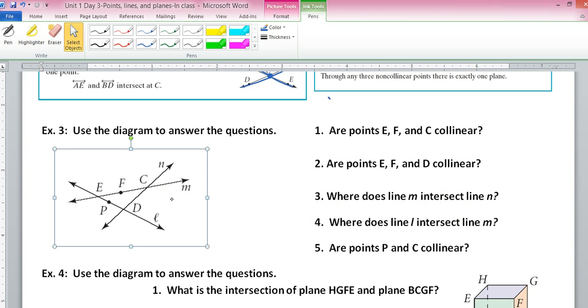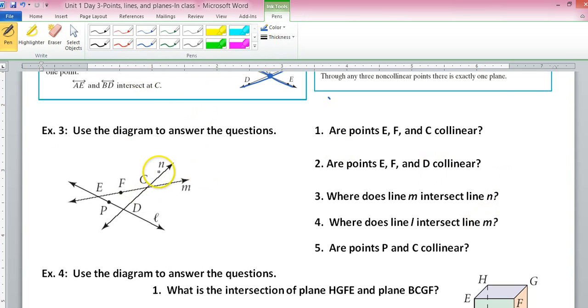So the first example, example 3 here: are points E, F, and C collinear in this diagram? Well, if I look at E, F, and C, are these 3 points that lie on the same line? Yes, they are. Therefore, they are collinear. If I look at E, F, and D, E, F, and then D, do those lie on the same line? Absolutely not.